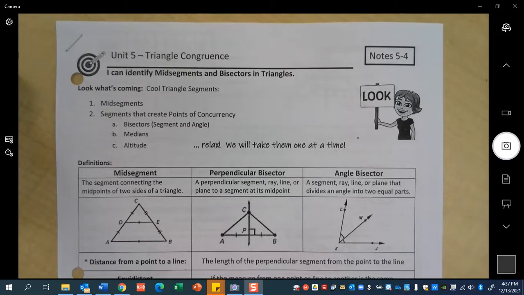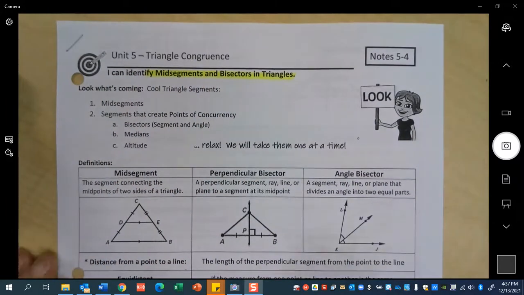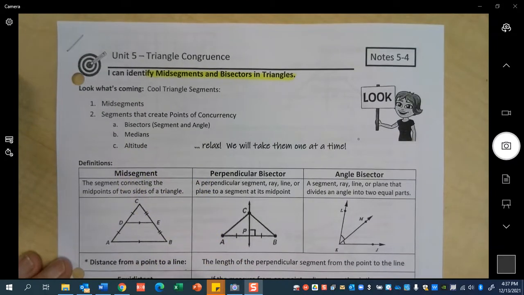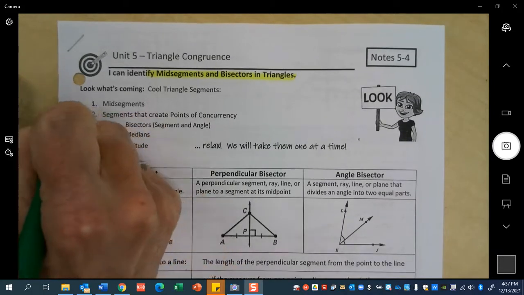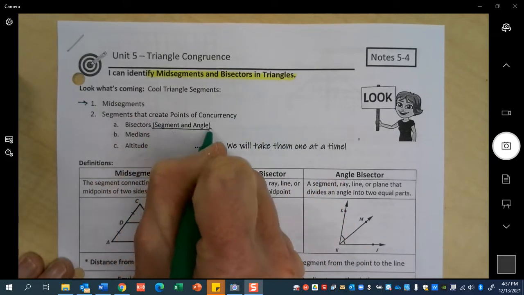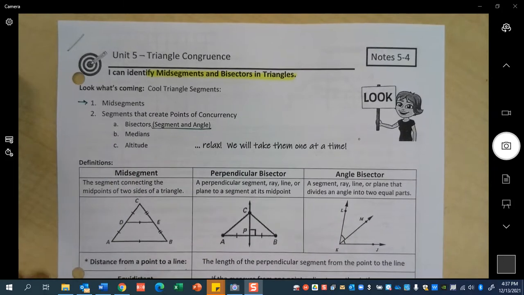Hey geometers. So next we're going to take a look at mid-segments and bisectors in triangles. We're going to talk about a bunch of cool triangle segments in the next couple weeks before and after break. So we're going to start here with mid-segments, and then we're going to cover a little bit of the segment and angle bisectors, and then we'll get to medians and altitudes in a little bit.